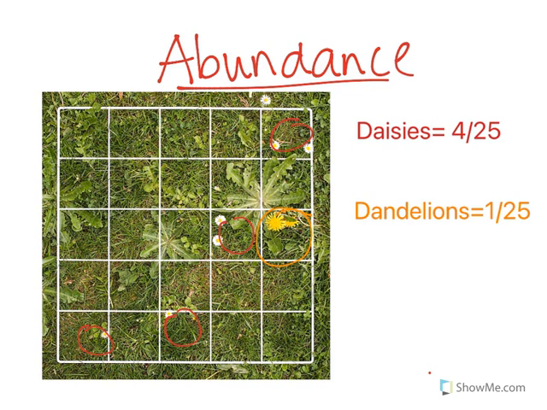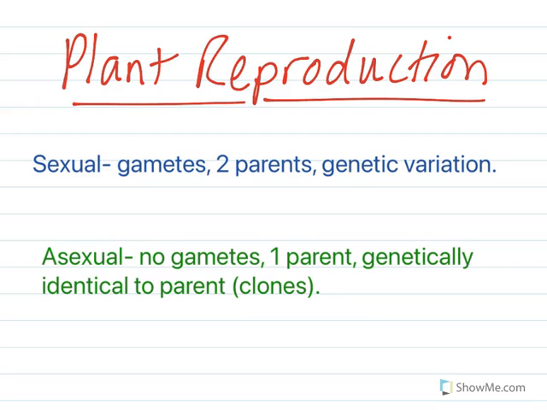And that's how you estimate the abundance of plants in a quadrat. Now, if we move on to look at plant reproduction, if we consider first of all sexual reproduction in plants, that involves gametes. They are the sex cells, which in a plant's case will be pollen and egg. 2 parents are involved in this kind of reproduction, and the offspring will show lots of genetic variation.